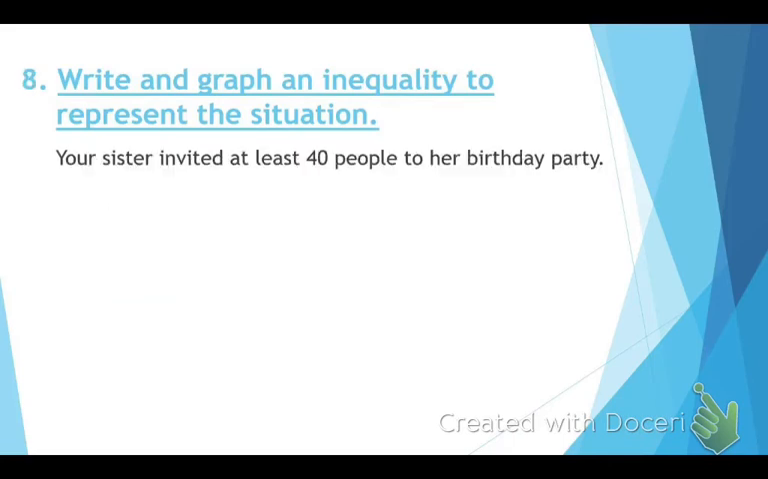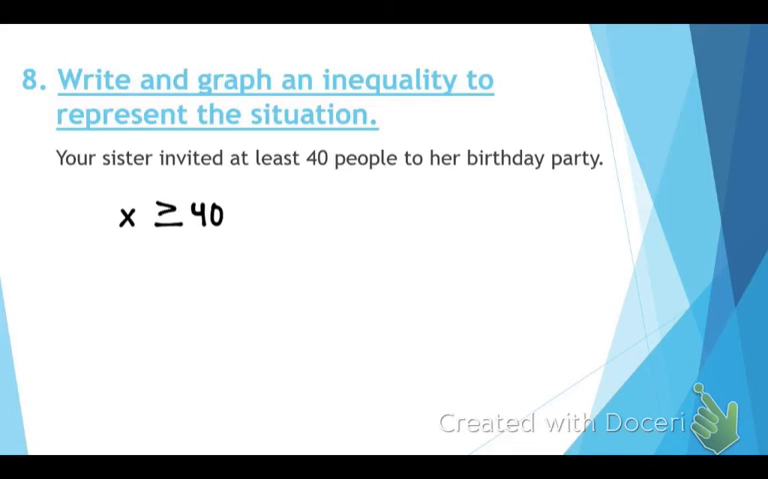For this problem, it says your sister invited at least 40 people to her birthday party. We're going to start with the x, then put the number. If she invited at least 40 people, could she have invited exactly 40? Yes. Could she have invited 10? No. Could she have invited 50? Yes. So what do you guys think? Greater than or less than? Greater. It should be greater than.